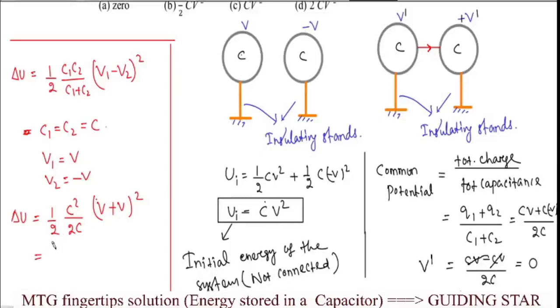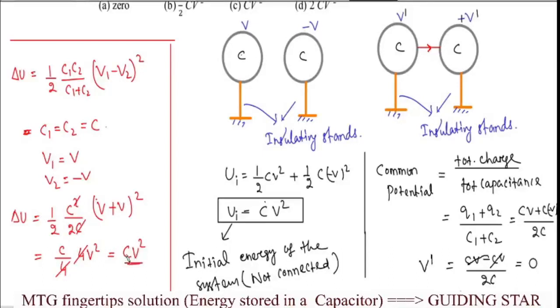So here how much will we be getting? We'll be getting, so one C will get cancelled. So it will be 1 by 4, that means it will be C by 4, V plus V, that's 2V, so 4V square. So 4 will get cancelled out. So finally how much will we be getting? It will be CV square.